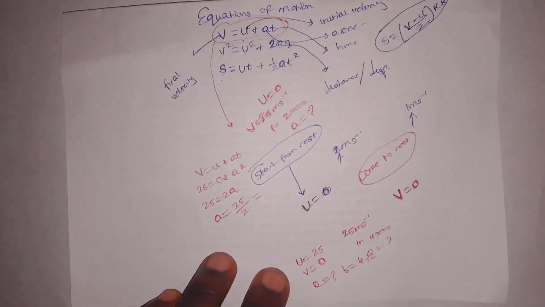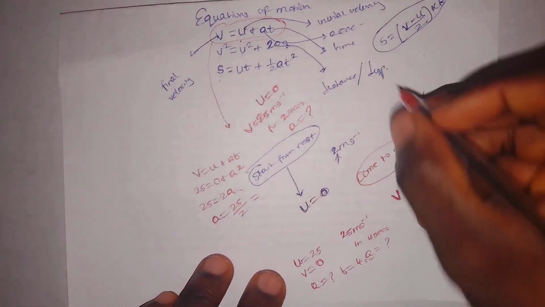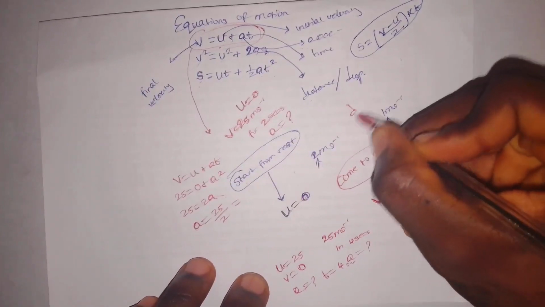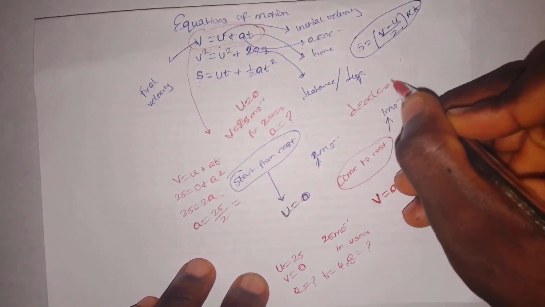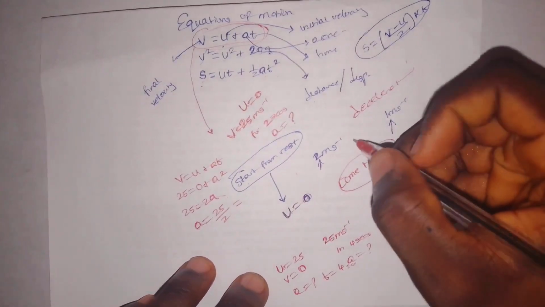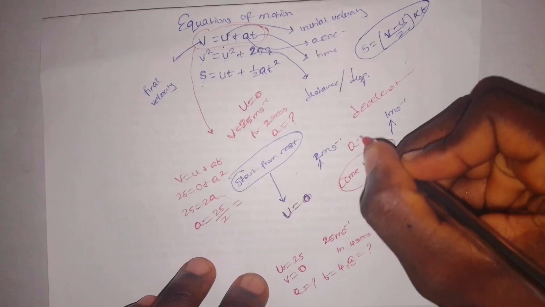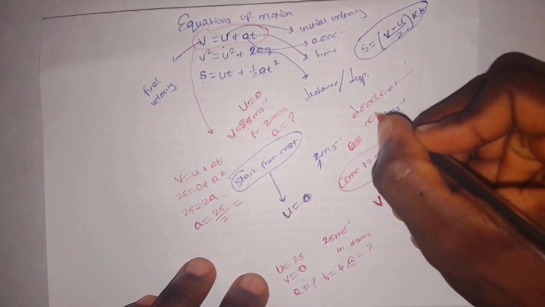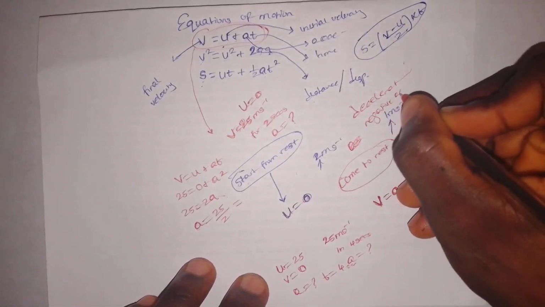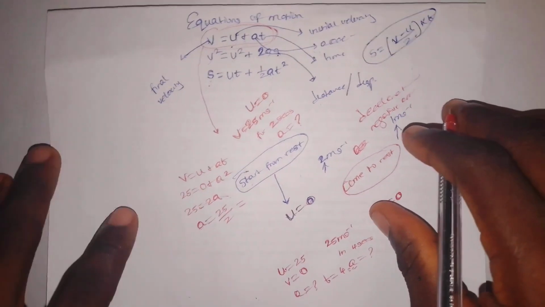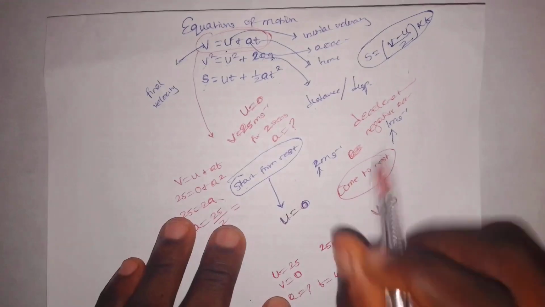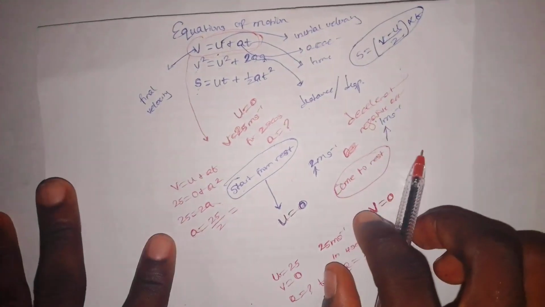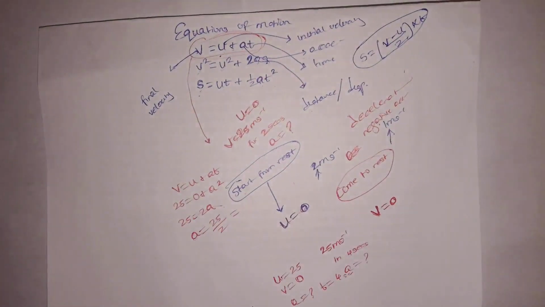Okay. Then, before I forget, there's what we call deceleration. Deceleration means negative acceleration. Deceleration is just negative acceleration. I will usually explain this further in the velocity time graph. So let's move to the velocity time graph.